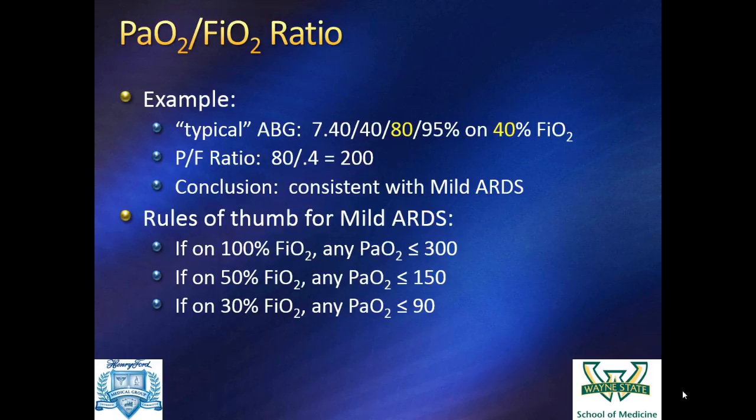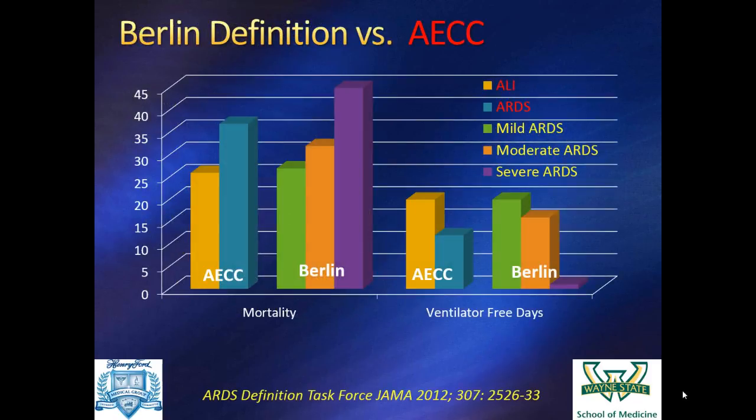So you'd have to have PaO2 greater than 90 on 30% FiO2. Most of the patients we ventilate have oxygenation that's worse than that. So it's pretty hard not to meet PF criteria. To remember that: on 100%, any PaO2 less than 300, and on 30%, again, any PaO2 less than 90 is consistent with mild ARDS. So not hard to meet the criteria.